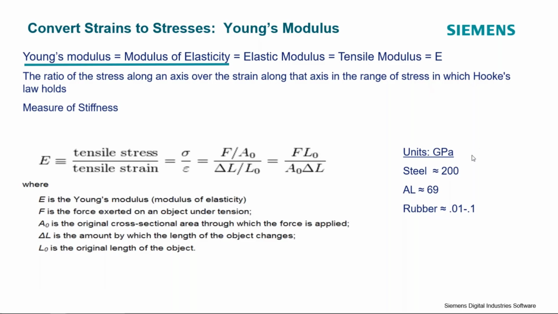And Young's modulus is typically very large. So for steel, it's about 200 gigapascals, for aluminum in the neighborhood of 69 gigapascals. And one thing that it's very important to be careful of when you're performing calculations like this is to be very cognizant of the units that are used. It's very easy to have mismatching units between, let's say, gigapascals and megapascals, and then your answer might be off by a factor of 1,000.